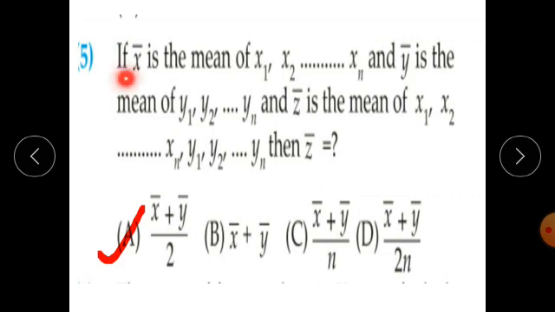Fifth sub question. If x bar is the mean of x1, x2, so on xn, and y bar is the mean of y1, y2, so on ym, and z bar is the mean of x1, x2, so on xn, y1, y2, so on ym, then z bar equals the sum of all observations divided by the number of observations. Here A option is given x bar plus y bar divided by 2. C option is x bar plus y bar divided by n, and D option is x bar plus y bar divided by 2n. So mean means sum of all observations upon number of observations. So A option is correct, that is x bar plus y bar divided by 2.